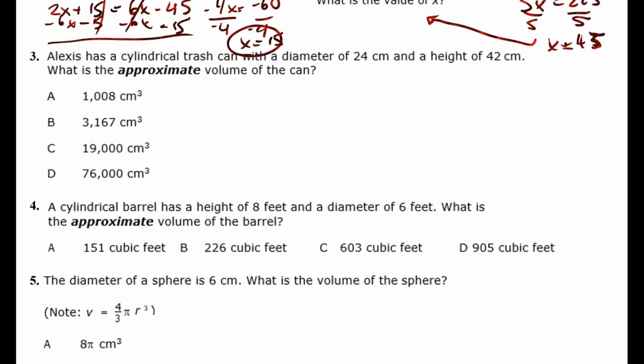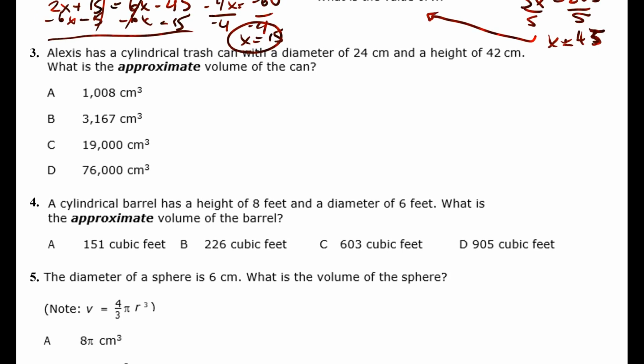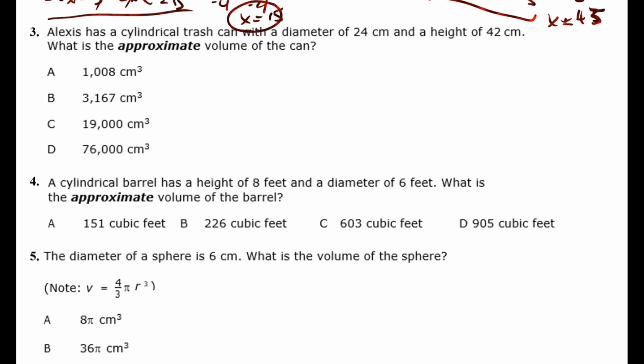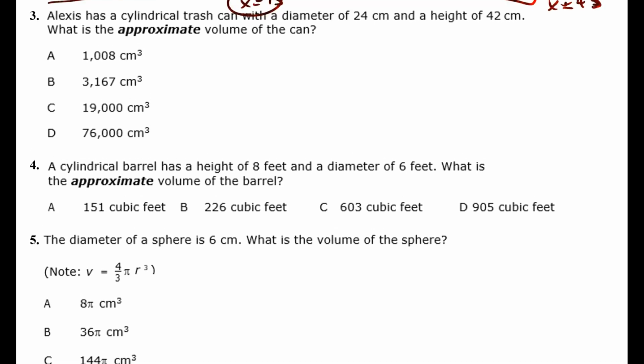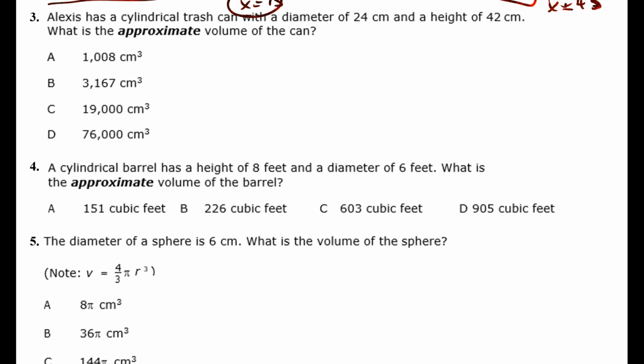Alex has a cylindrical trash can with a diameter of 24 centimeters and a height of 42 centimeters. What is the approximate volume of the can? All right, so cylindrical means cylinder. V is equal to pi r squared h. And so if I want to find the volume of the can, I need the radius. Well, the diameter is 24, and the radius is half of the diameter. So we get that to be 12.